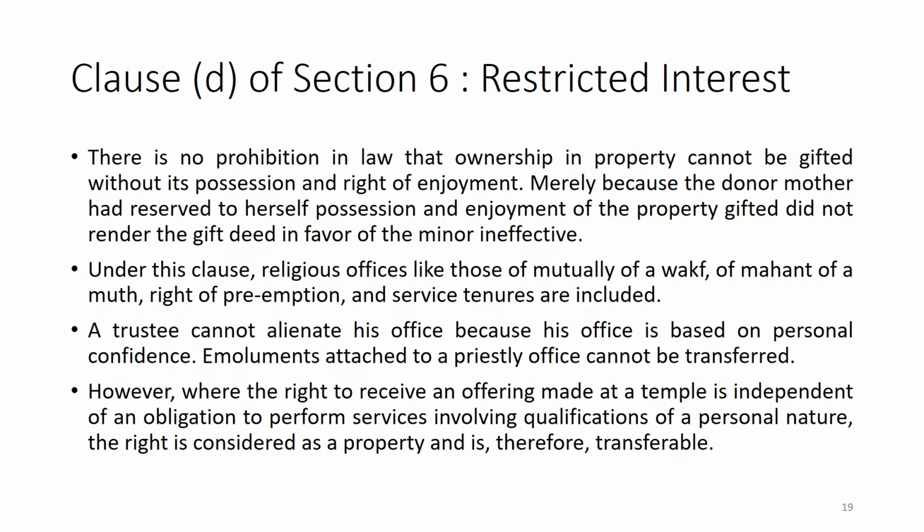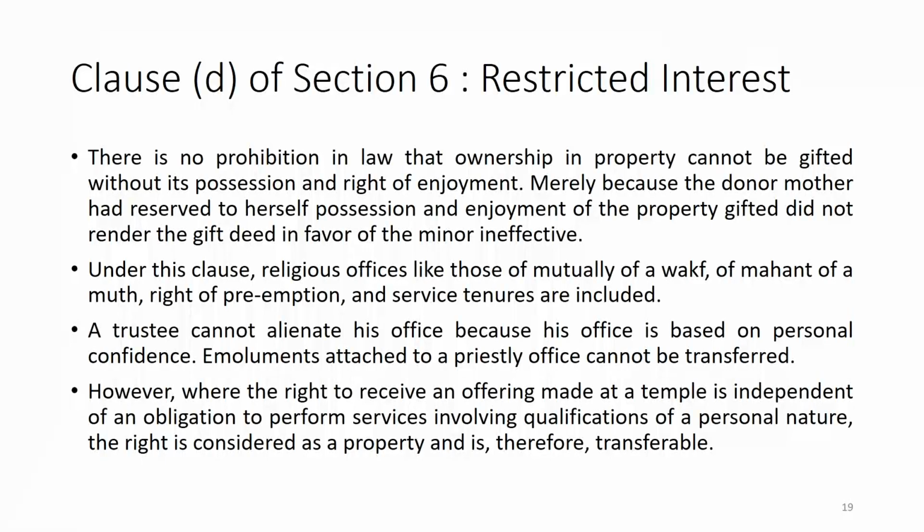So, under this clause, religious offices like those of the mutawalli of the Waqf or Mahant of a Mutt, right of preemption and service tenures are included under this restricted right. Preemption right is what? If in case of a joint family someone is going to sell his part, then it is the preemption right of the family that they will first have the right to purchase it. If any member of the family is not going to purchase, then only the co-sharer can sell outside the family, because it is in the interest of the family itself that the family property will remain in the hands of the family. If the members are not going to purchase, then only the party will have the right to go outside.